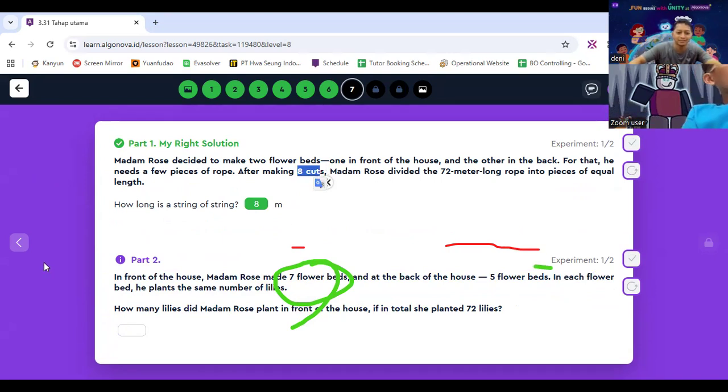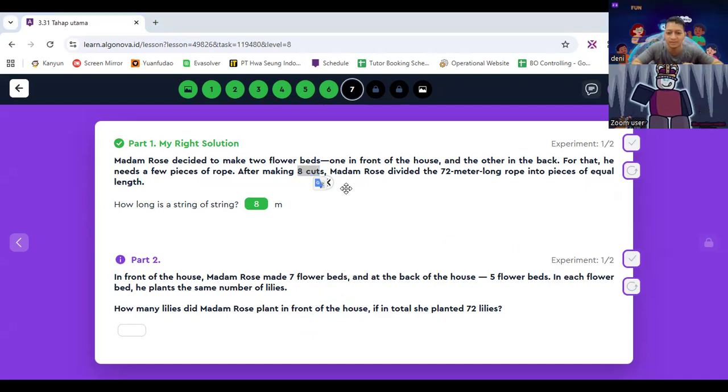So next, part two. In front of the house, Madame Rose made 7 flower beds, and at the back of the house, 5 flower beds. In each flower bed, she plants the same number of lilies. How many lilies did Madame Rose plant in front of the house if in total she planted 72 lilies?